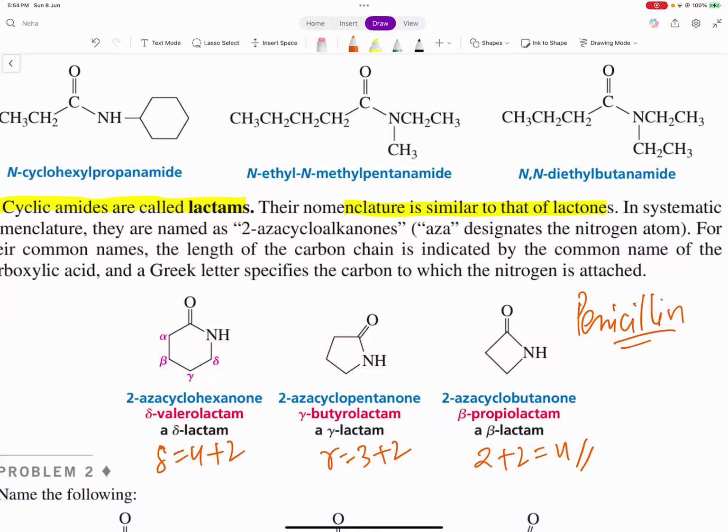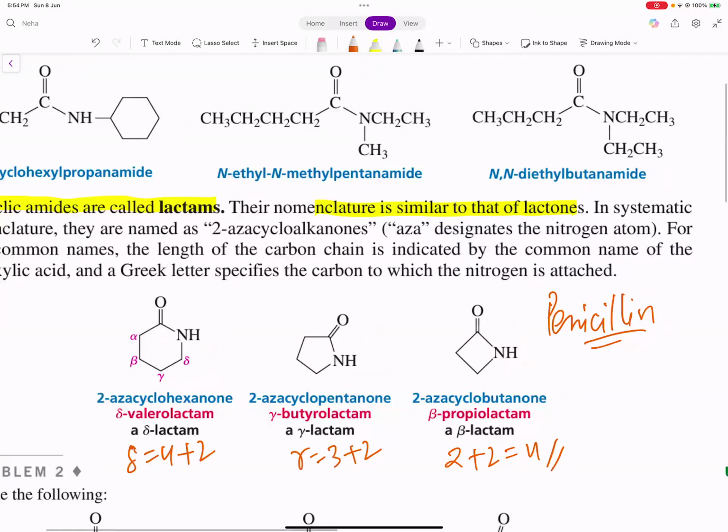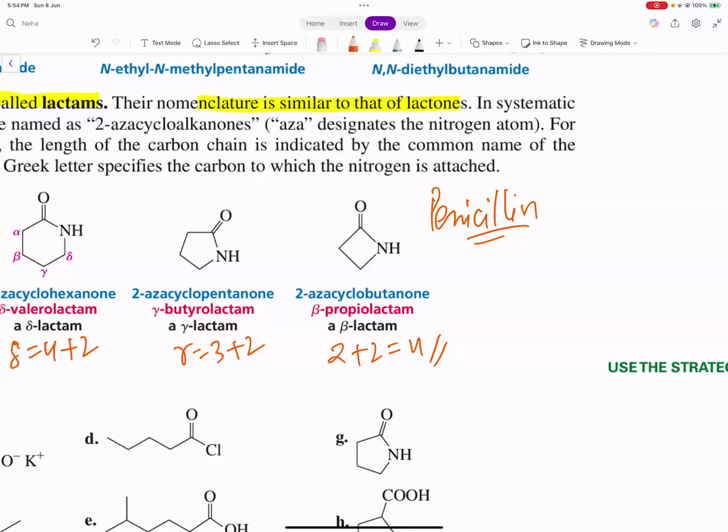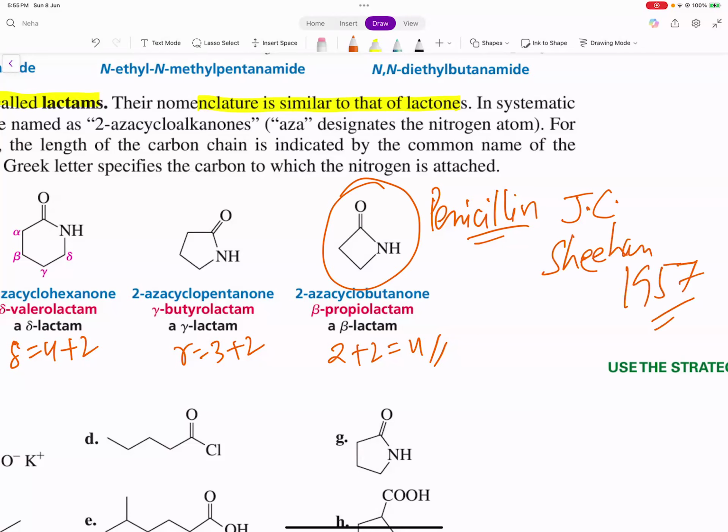We wanted to make this 4 membered ring, but this 4 membered ring will be very strained for several reasons. This is how penicillin works, because it has this beta lactam ring. I think it was made by J.C. Sheehan in 1957. He had to devise many new methodologies because when we want to make this lactam ring, it will immediately break. Why will it immediately break? Because it will be in resonance, right?